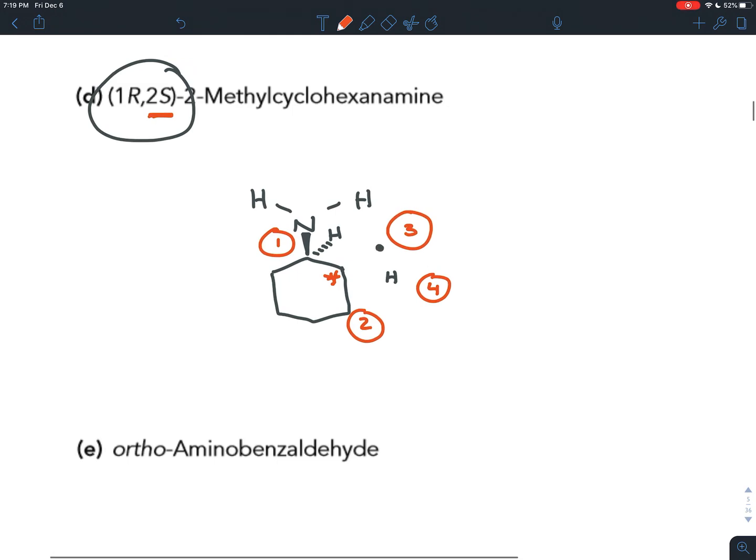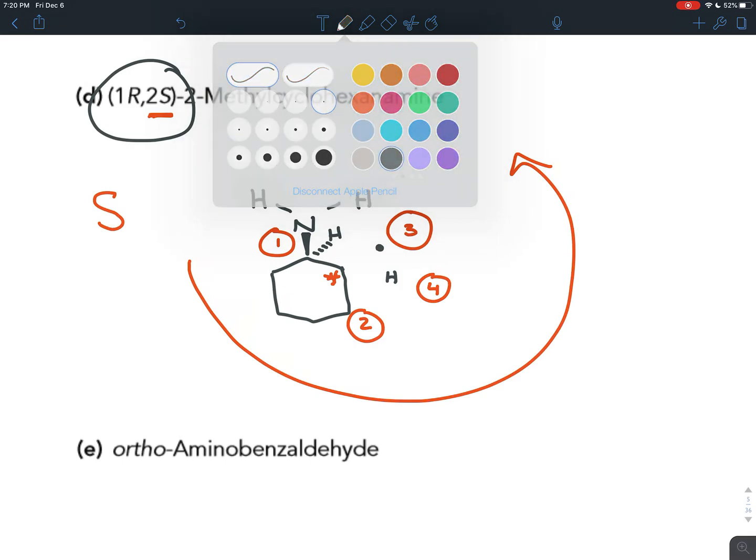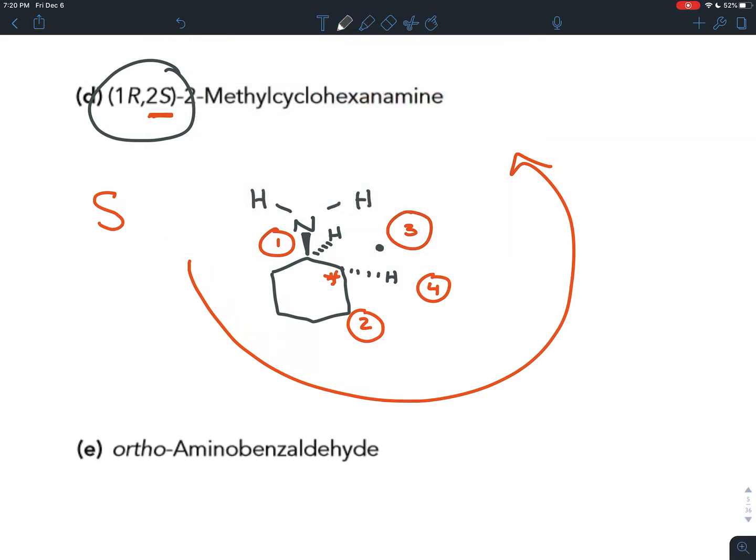Okay, now let's think. If we go from 1 to 2 to 3, we would be going counterclockwise. That would be S. You can remember because when you go from the top to the bottom of an S, you have to go counterclockwise. Well, we want carbon 2 to be S. So we want to go from 1 to 2 to 3 here and not to have to switch anything. In other words, we want 4 to be going away. If 4 were coming out at us, then we would go from 1 to 2 to 3, get S, and then switch it to R. We don't want to switch it, so we want to make sure 4 is going away.